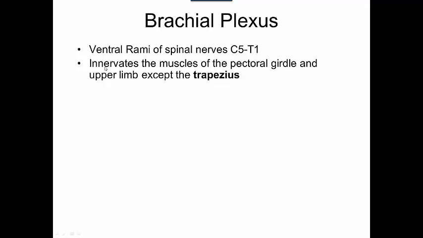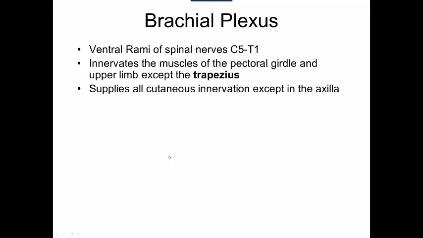So your brachial plexus is coming off the ventral rami of spinal nerves C5 to T1, and it innervates the muscles of the pectoral girdle and the upper limb except for the trapezius. It supplies all innervation except in the axilla, and this is what happens. So after it exits the intervertebral foramen, it forms trunks: superior, middle, and inferior. And we'll look at a visual in a minute.